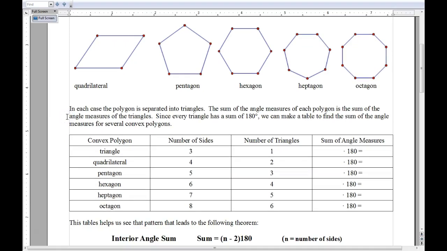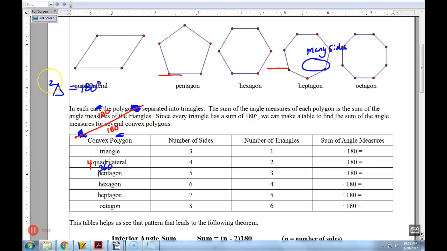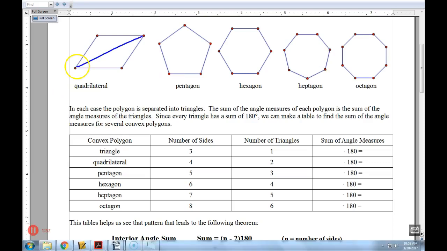So let's fill out this table and these charts. A triangle has 3 sides, 1 triangle, which is 180 degrees. The quadrilateral we just did has 4 sides, which later on we're going to call n. But 4 sides can be broken up into 2 triangles, so you multiply 2 by 180. So we now know, and hopefully you already did know, that all quadrilaterals, regardless if you're a square, rectangle, rhombus, or trapezoid, always add up to 360.